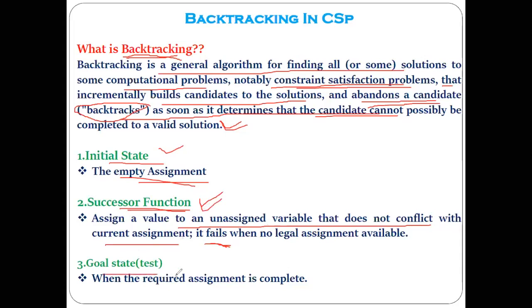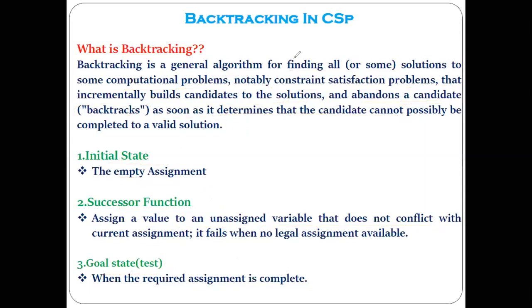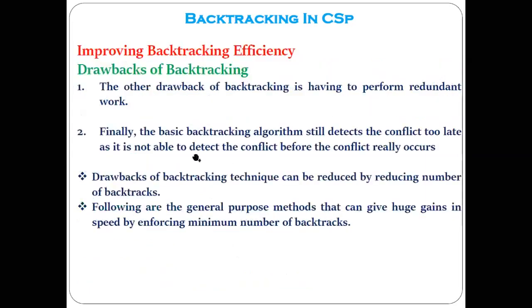Finally, the third step is checking every time whether we are reaching the goal state or not. That is the testing, when the required assignment is complete. When will the required assignment be complete? When we can reach our final state or final goal. So this is backtracking and the different kinds of steps that we apply in backtracking.